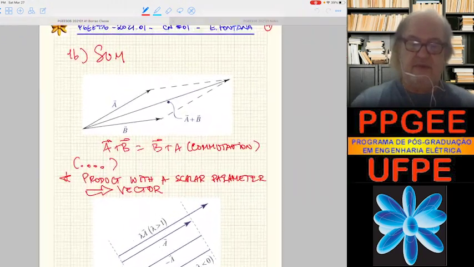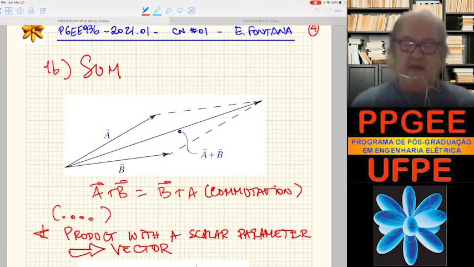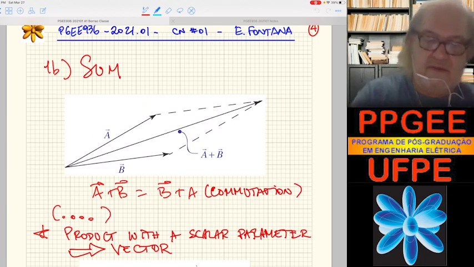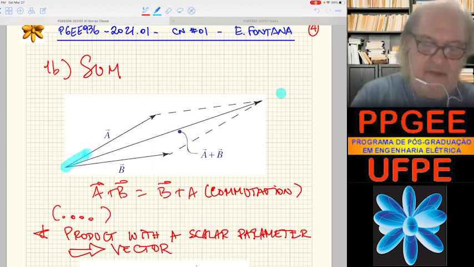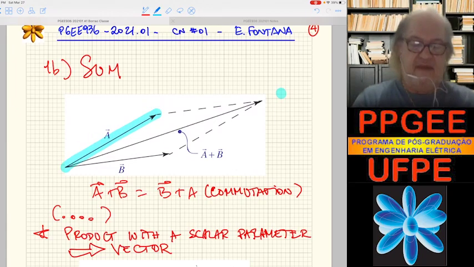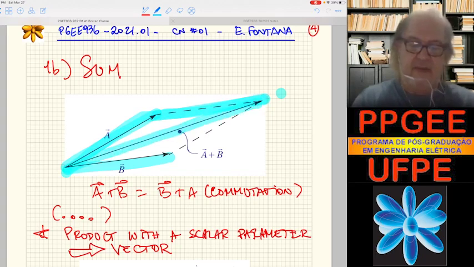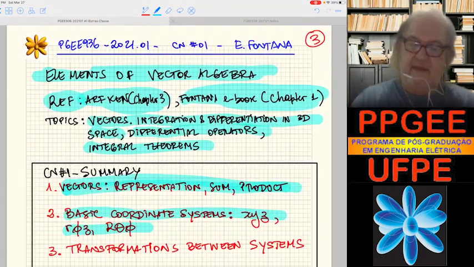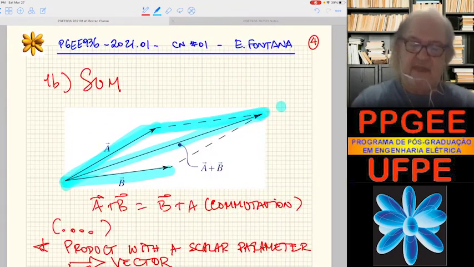Just to introduce those, we have the sum of vectors, which is traditionally made, as you well know, using the parallelogram rule. You have A and B. You pick one of the vectors, for instance B, and you put this at the end of A in parallel and join those two vectors. And the resulting sum is going to be the vector that goes from the beginning of A to the end of B, so we have the sum A plus B.